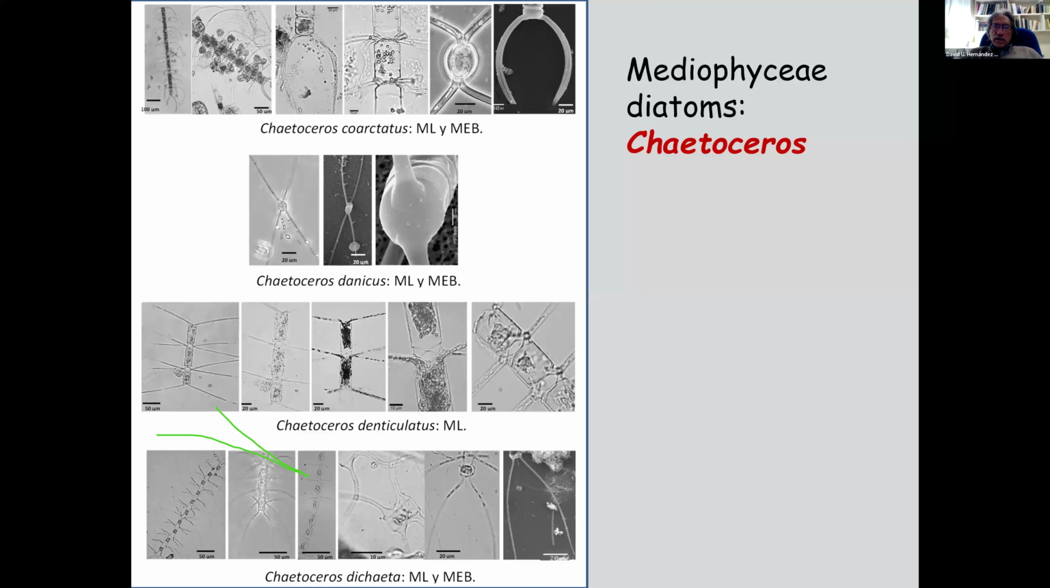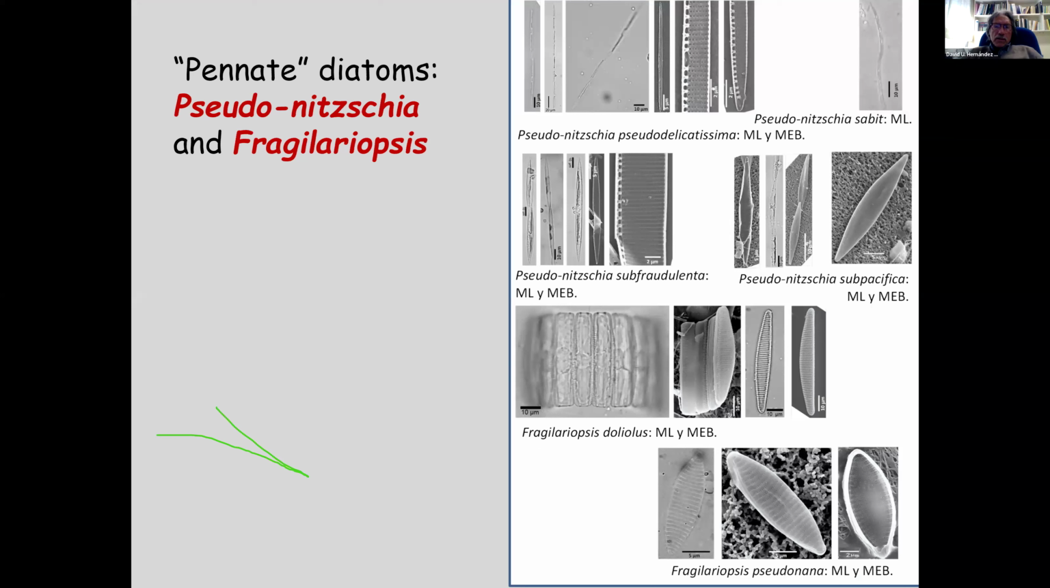Then this very important genus in the plankton, Chaetoceros, with different species illustrated. And then Pseudo-nitzschia, which is also important because some of the species of Pseudo-nitzschia may produce a toxin, domoic acid. So they may be very important. Fragilariopsis as well, forming chains.